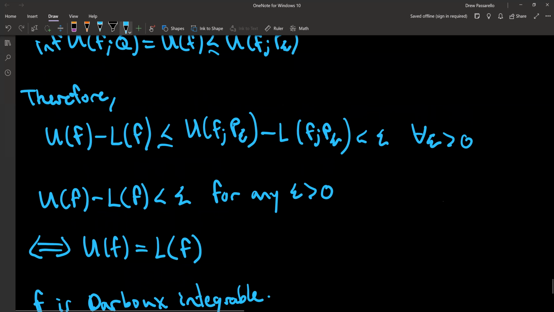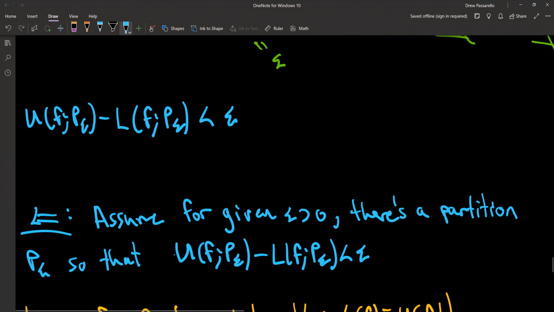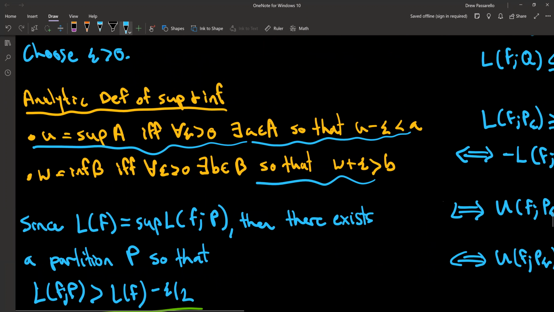All right, so hopefully that made sense. I think that direction was much more straightforward. The other direction was a little bit more complicated. I'll just quickly read through it.